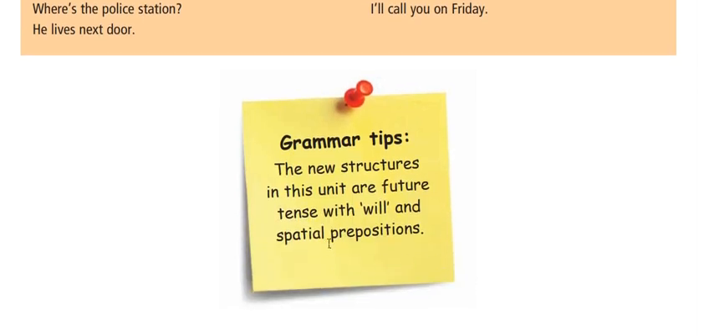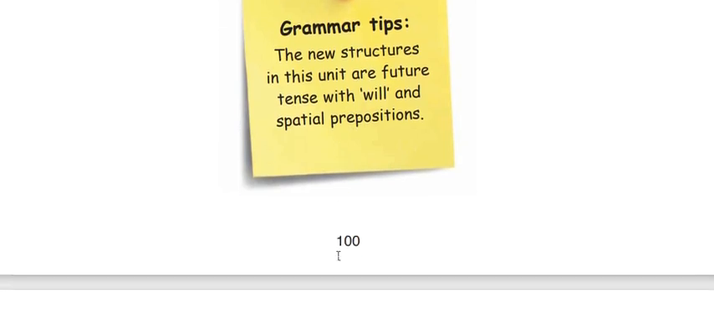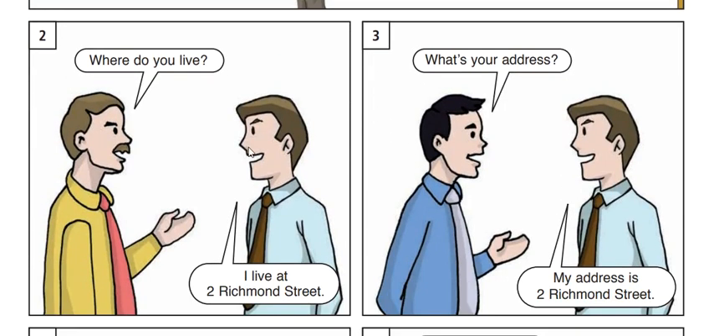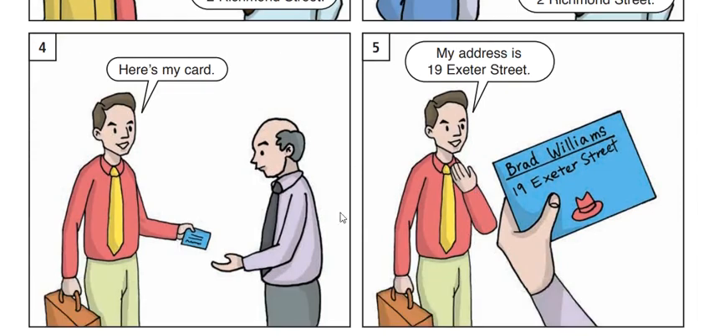Grammar tips: tense with will and special preposition. Picture 1. This is my house. I live at Richmond Street. Picture 2. Where do you live? I live at 2 Richmond Street. What's your address? My address is 2 Richmond Street. Picture 4. Here is my card. Picture 5. My address is 19 Exard Street.